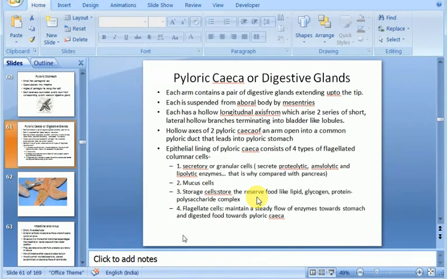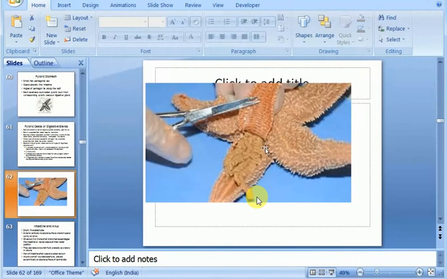Four types of cells are there. One secretes the enzymes, second are the mucus cells, third are the storage cells which store the digested food, and the flagellate cells are the current-producing cells. Now in this slide we see the dissection of this sea star. It is cut open and flipped up, and here we see these digestive glands.